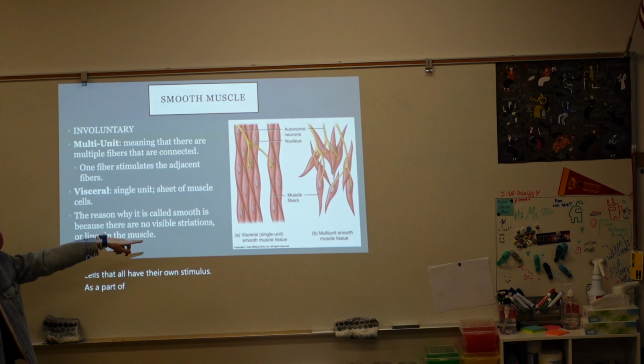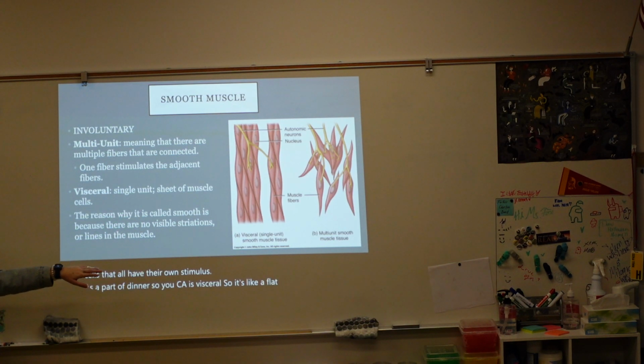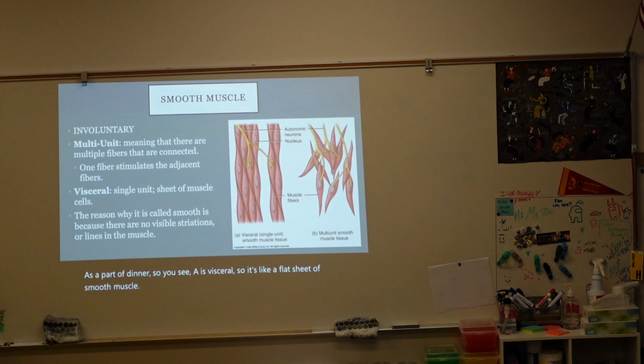So you see A is visceral, so it's like a flat sheet of smooth muscle. B is that multi-unit of smooth muscle, but you can see how they're kind of more grouped instead of a sheet. And it's just a different type of organization. Okay, and then the reason why it's called smooth muscle is because there's no visible striations. Striations are known as like lines in the muscle. And I'll explain when we get to skeletal muscle and cardiac muscle why there's lines.